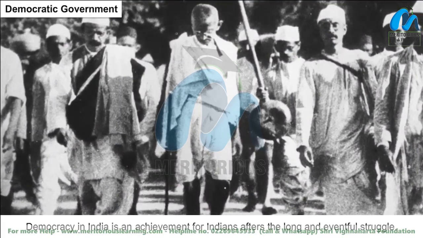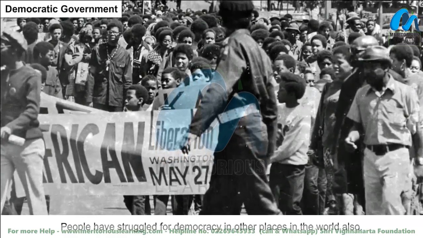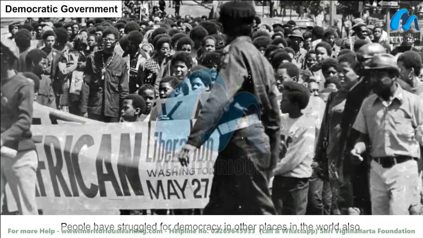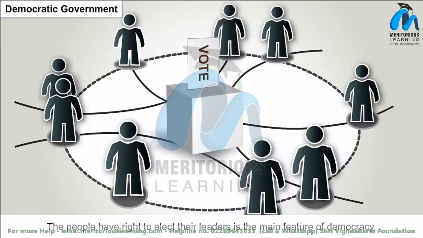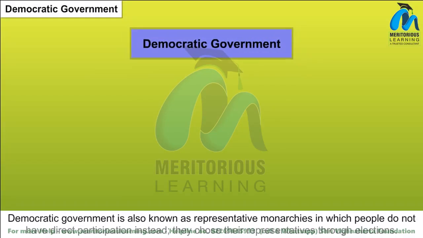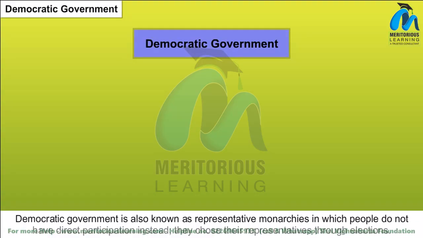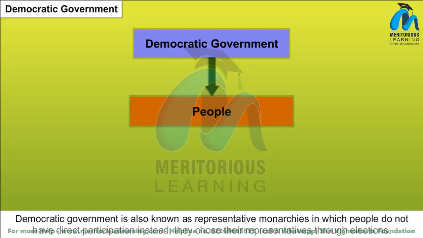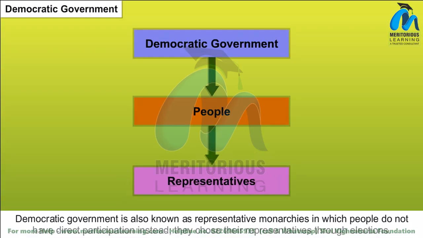Democratic government. Democracy in India is an achievement for Indians after a long and eventful struggle. People have struggled for democracy in other places in the world also. The people's right to elect their leaders is the main feature of democracy. In other words, democracy is rule by the people. Democratic government is also known as representative democracy, in which people do not have direct participation. Instead, they choose their representatives through elections.